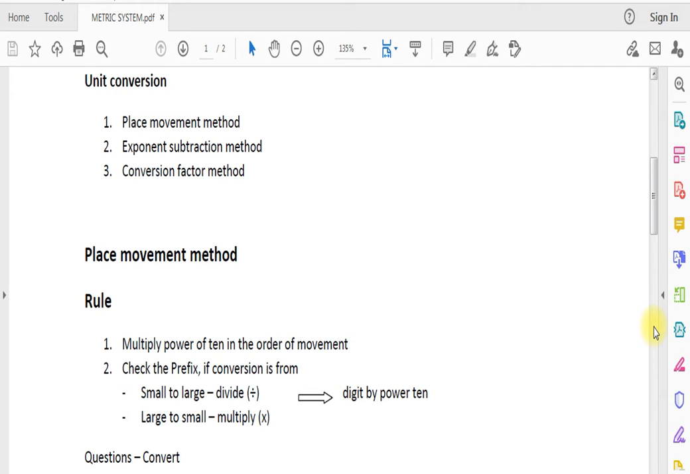Now for the place movement method, the rule is this: the first thing you need to do is to multiply the power of 10 in order of your movement. You have to move, and then you multiply your power of 10 in the order of your movement. The next thing is to check the prefix. If the conversion is from small prefix to large one, you have to divide. But if it's from large prefix to small prefix, you have to multiply the digits by the power of 10 you generated earlier. Now let's look at this before we proceed to the other ones.